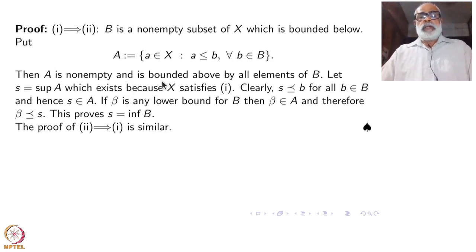A is non-empty, that is the assumption. And because B is non-empty to begin with, A is non-empty and it is bounded above. Every element of B is an upper bound. So the set A itself is bounded above. So let S be the supremum of A, which exists because X satisfies one: every bounded above set has a least upper bound. So that supremum is there. This is the hypothesis one. Now we have to conclude two, right? So this S is clearly less than or equal to B for all B inside B, because we have taken the least element here.